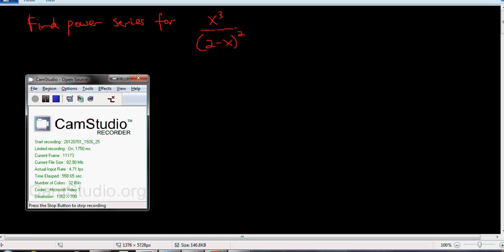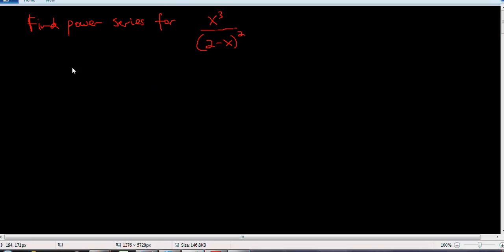Alright, one last example, and hopefully this will be enough for you to get started on your assignment and roughly know what to do. So the question is again the same. I want to find the power series representation for this function, x cubed over (2 minus x) squared. So I'm going to start off by writing this as x cubed over (2 minus x) squared, and this is the same thing as x cubed times 1 over (2 minus x) squared.